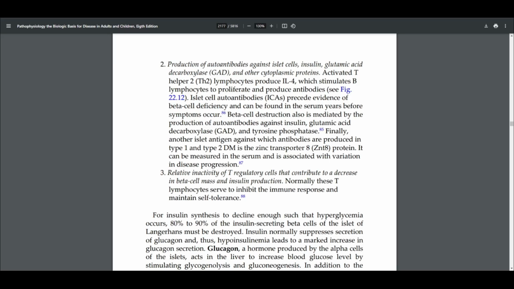Finally, another islet antigen against which antibodies are produced in type 1 diabetes is the zinc transporter 8 protein. It can be measured in the serum and is associated with variation in disease progression.